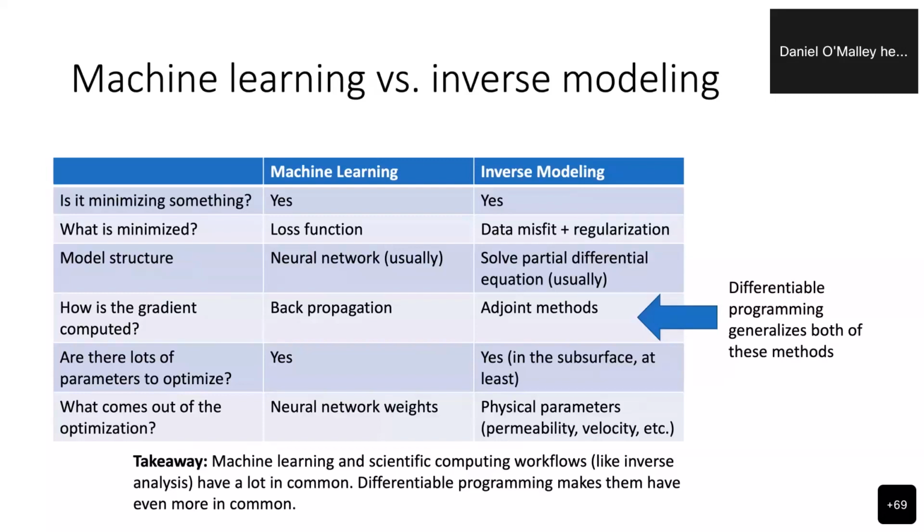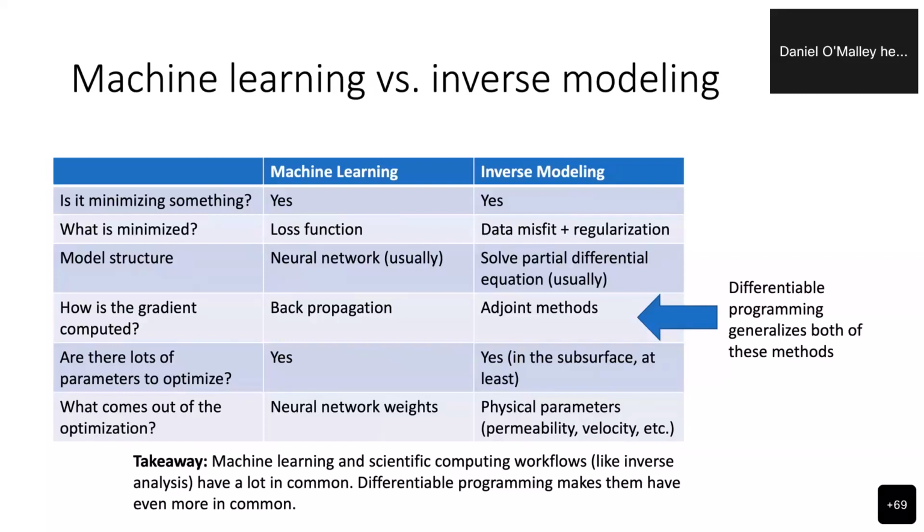The thing that's very different between the two is the model structure. In machine learning, you have a neural network. In inverse modeling, we usually have some partial differential equation solver. They're both using gradient-based optimization methods. In the machine learning world, they're using backpropagation to differentiate these neural networks. And traditionally, in the partial differential equation world, adjoint methods have been the efficient way to do this.